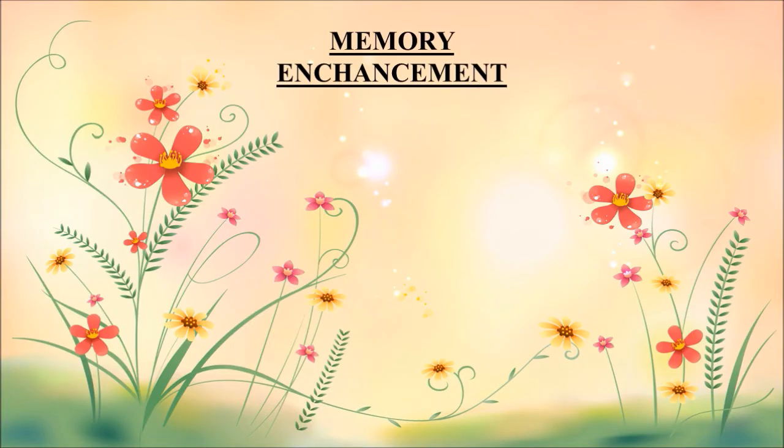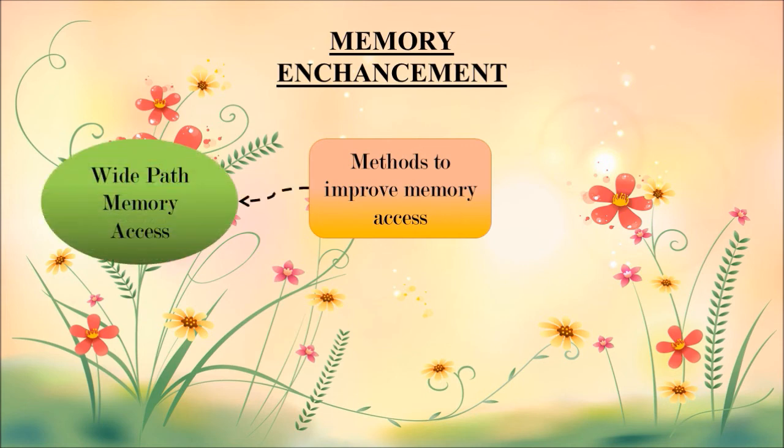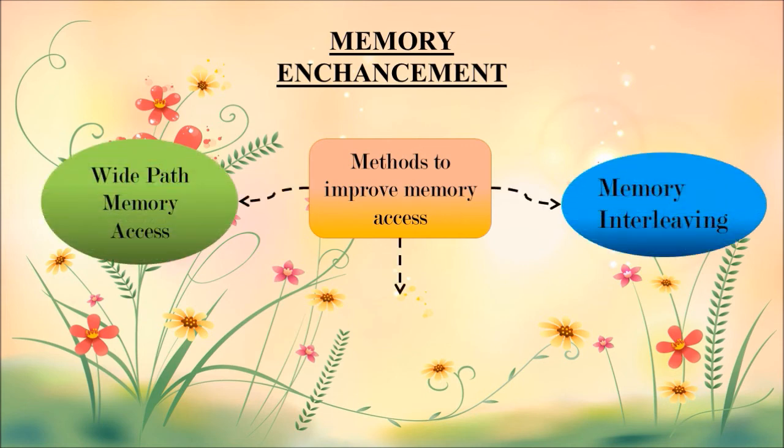Memory adjustment. Memory is slow compared to CPU processing speeds. There are three methods to improve memory access: wide path memory access, memory interleaving, and cache memory.